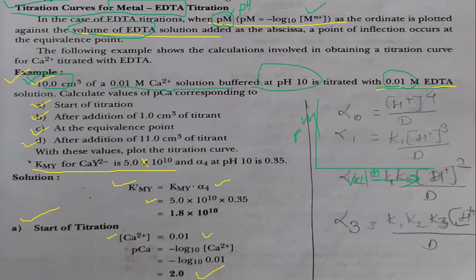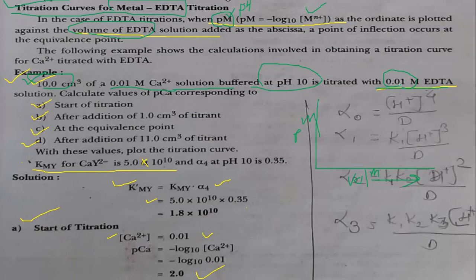Okay, so here we will find out the PCA values. जे वरती तुम्ही PM म्हणाला होतात, आता आपण खाली कॅल्शियम आयनचं सोल्युशन घेतलेलं आहे म्हणून we will call them PCA values. So PCA values at the start of titration, then PCA value after the addition of 1 centimeter cube of titrant, then after addition of 5 ml of titrant, then at the equivalence point after the addition of 11 centimeter cube of titrant. Okay, so all these are the volumes.